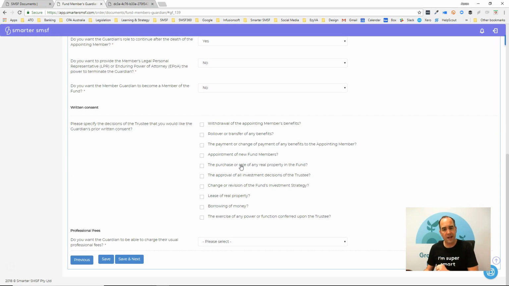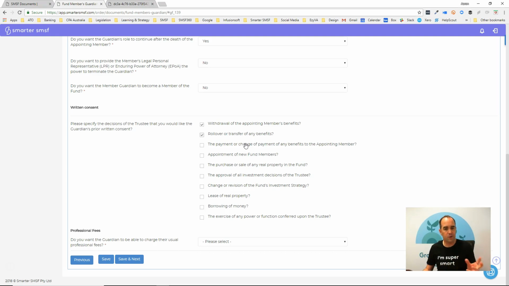And then what we're looking at here is the decisions that we would like the guardian's prior consent to be provided before the trustee can actually act on specific decisions. So for example, does the trustee need to get the guardian's consent in respect to the withdrawal of benefits, the rollover or transfer of benefits, to make sure that money doesn't disappear, in particular where we think about blended families, to make sure that the benefit stays in the fund because that's what the intention ultimately is.